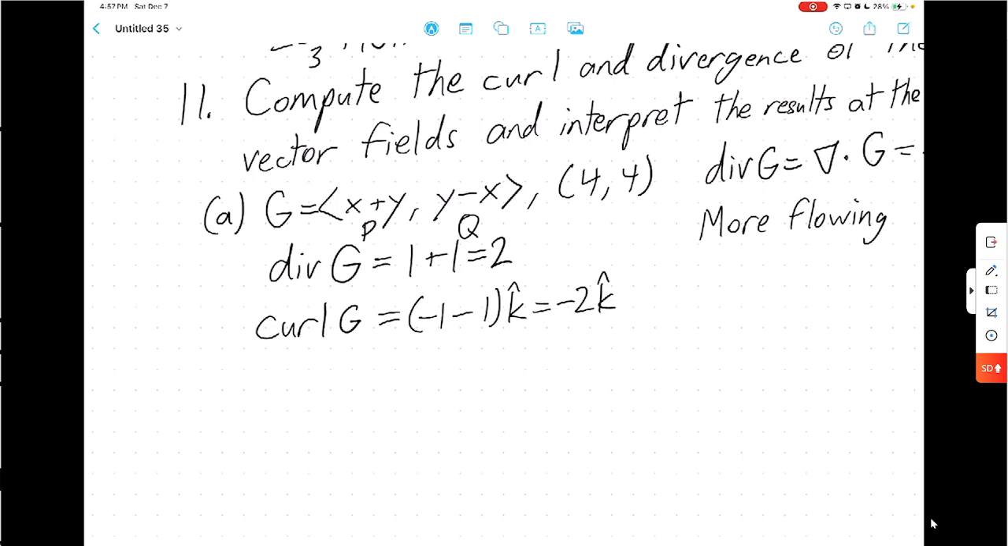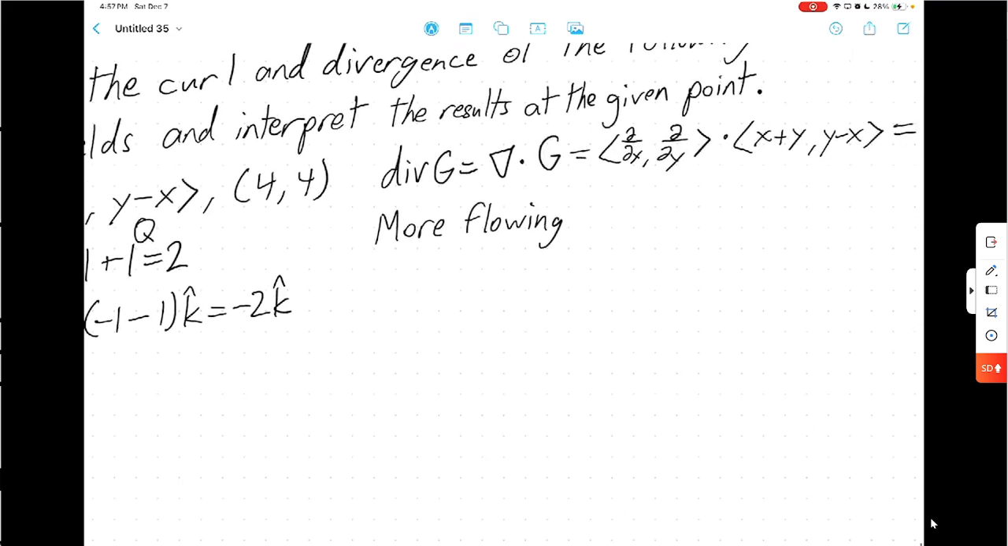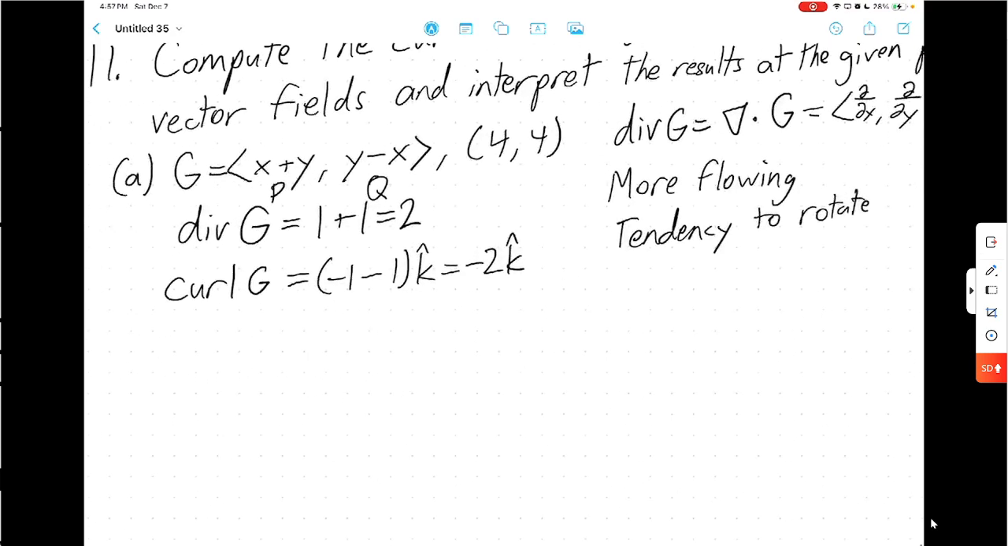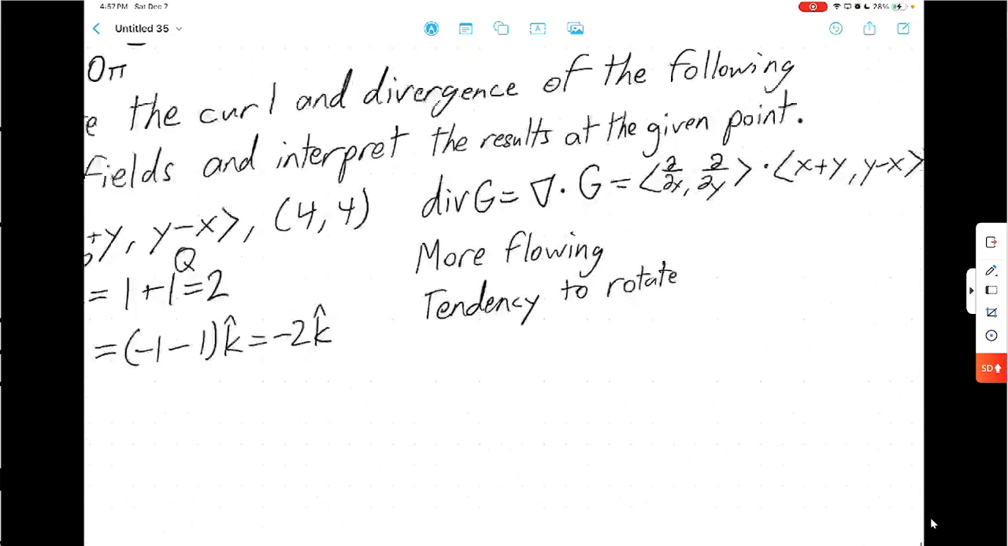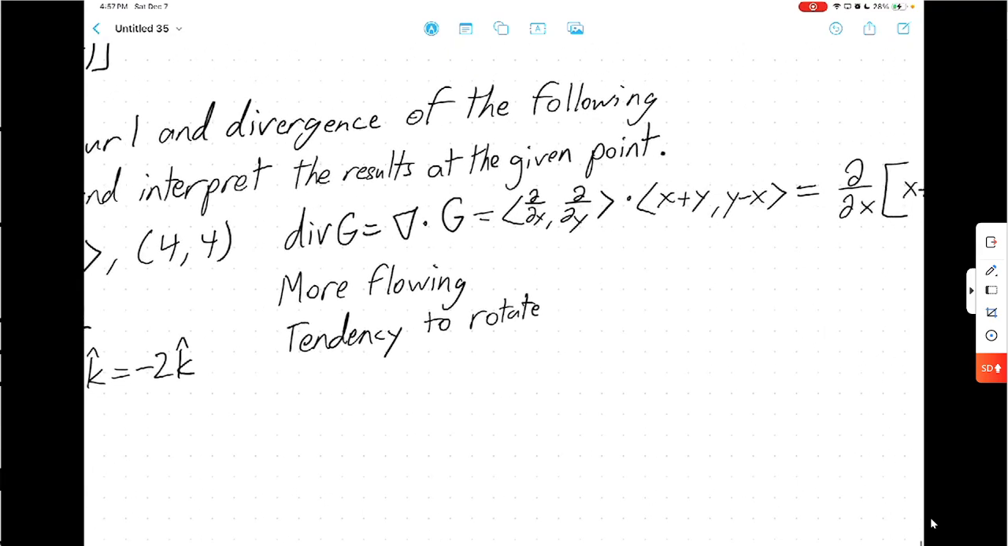Would there be a tendency to rotate at the point? Yes. Why do we have that 4, 4 there? 4, 4 there is actually a point given to us, but it's completely useless because we don't actually have to plug anything in. Okay. It says to evaluate at the point, so I keep all the information, but we really don't even need it.